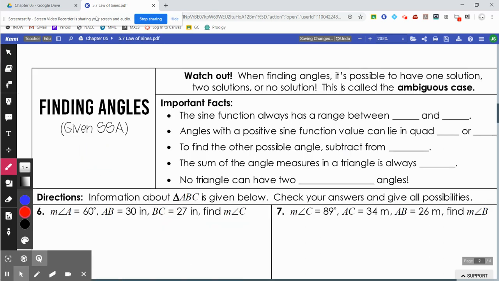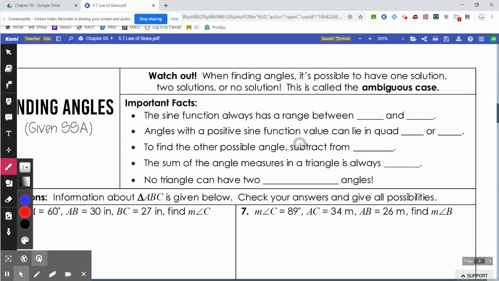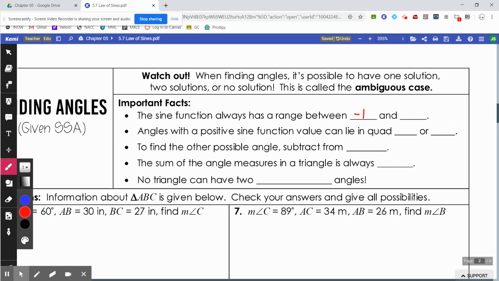Okay, now let's work it backwards. Finding an angle given side-side angle. Now you've got to watch out here. When finding an angle, it's possible to have one solution, two solutions, or no solutions. And we'll talk about in a second why that is true. The sine function always has a range between -1 and +1. If you ever have sine that is equal to 2.3, there's no solution there.